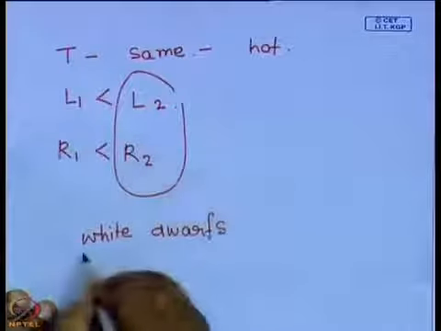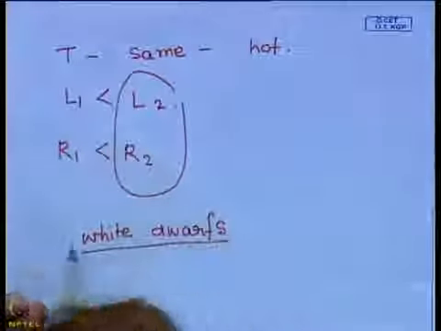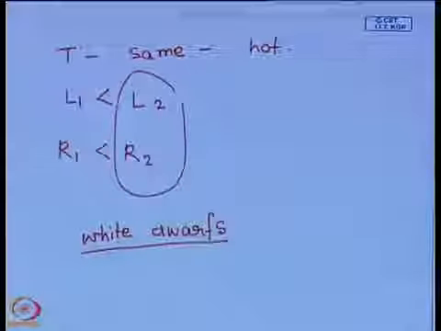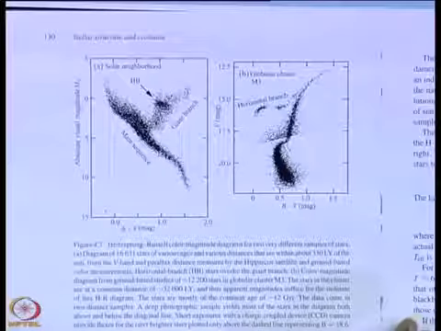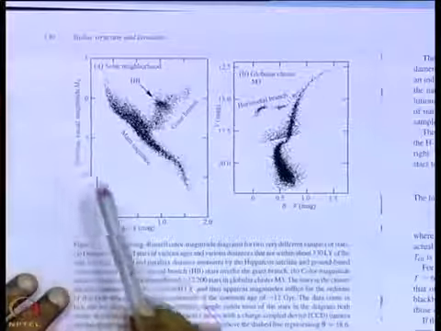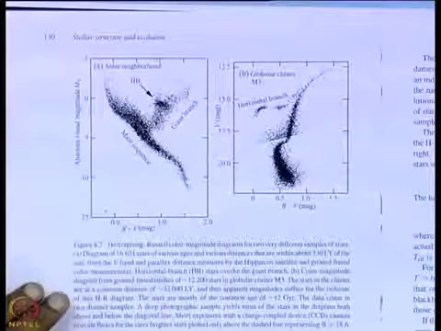So, now you start to appreciate the utility of this HR diagram. You take any star and put it on the HR diagram. If you know its distance, or if you know it is in a group, then you compare it with the other stars. You do it just by placing it on the HR diagram.